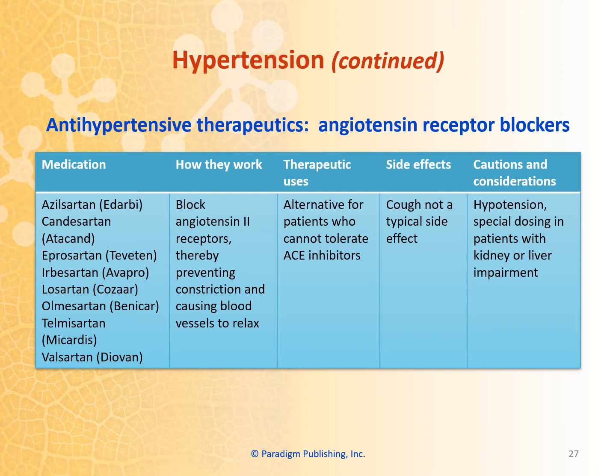So there are antihypertensive therapeutics, such as angiotensin receptor blockers. They're listed here on the left, and the way they work is they block angiotensin 2 receptors, thereby preventing constriction and causing blood vessels to relax. The ones that you'll probably see the most in retail would be Avapro or Cozaar, also Benicar, and Diovan.